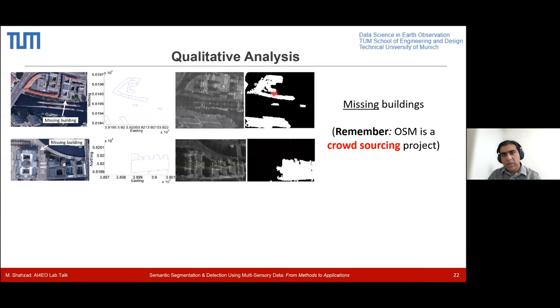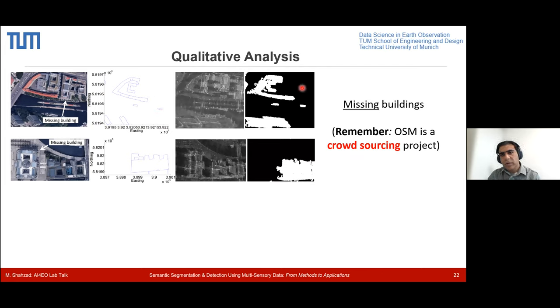For example, because we use the OpenStreetMap data in this project, and it's a crowdsourcing project, there were some missing buildings which we figured out later. For example, here, this building is missing, so there were no polygons in the OSM data.